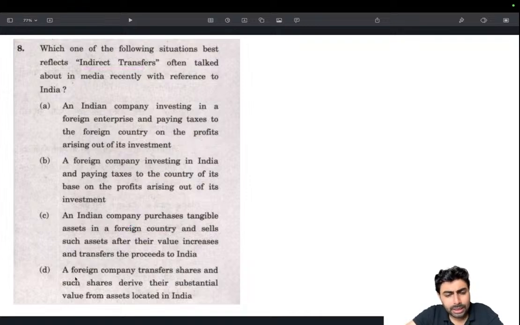Then a foreign company transfers shares and such shares derive their substantial value from assets located in India. Okay. Here there is a transfer happening, first of all, the transfer of shares, and such shares actually derive their substantial value from assets located in India, meaning that the assets are not directly sold, but the shares of those assets are transferred and they derive the value from India. That is like an indirect way of transferring something. This is an indirect transfer.